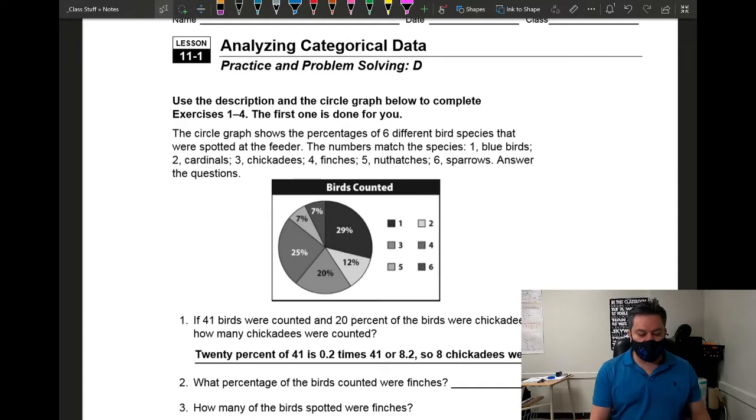Today we're gonna be analyzing categorical data. Again, we're gonna be doing a few more examples.